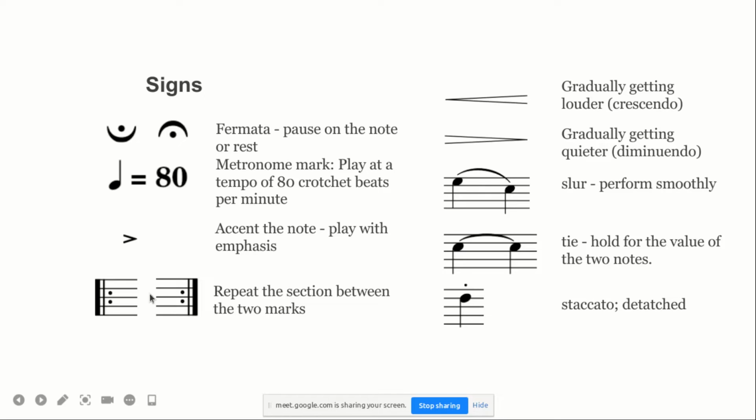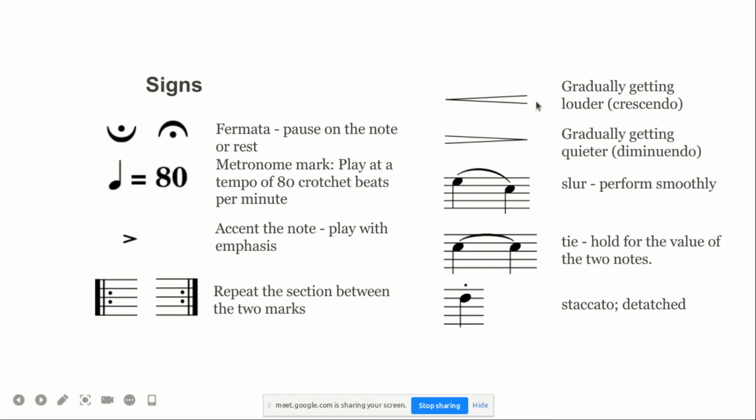And then we have these lines that have dots on either side. This usually means repeat the section between these two marks. You will see this mark, and then there will be some music between, and then you will see another mark facing the other way with two dots and two bar lines. These are a double bar line and two dots, and it means everything between these marks, repeat it.